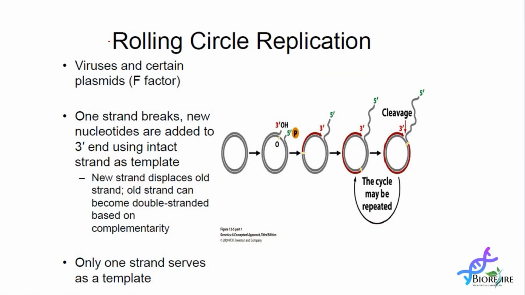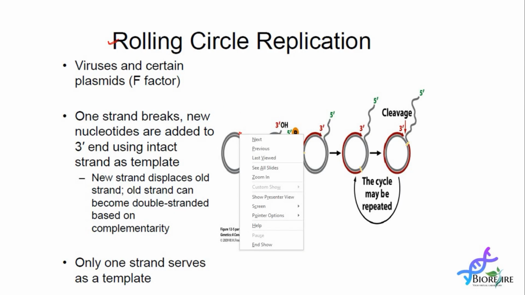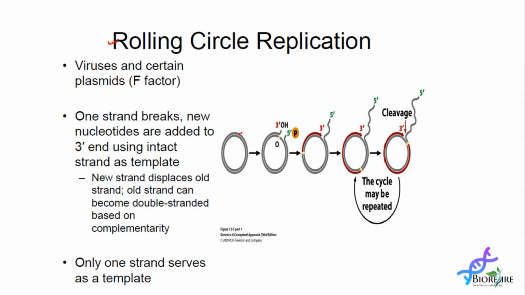Next is rolling circle replication. In this model, first a nick will form in one strand. One strand is broken, then a new strand will form like this. One is old and the new one is released. First cleavage at this point.